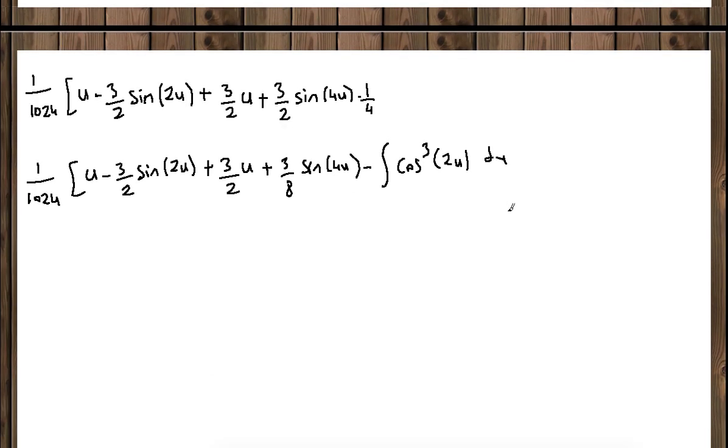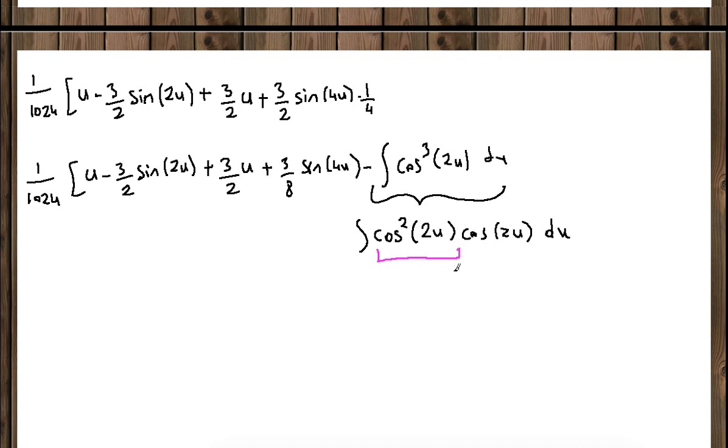Okay, we copied correctly. Now we're going to take care of this integral. As we said, we're going to break cosine into squared and cosine form. And we're going to substitute cosine squared of 2u with the Pythagorean identity. The Pythagorean identity is sine squared of x plus cosine squared of x is equal to 1. If you solve for cosine squared, it's going to be 1 minus sine squared of x. So we're going to substitute that with 1 minus sine squared of 2u in our problem, times cosine of 2u du.